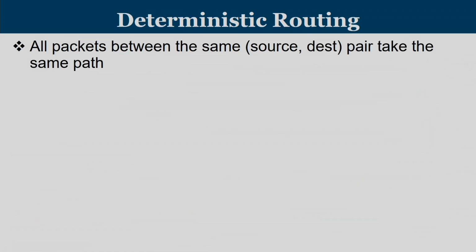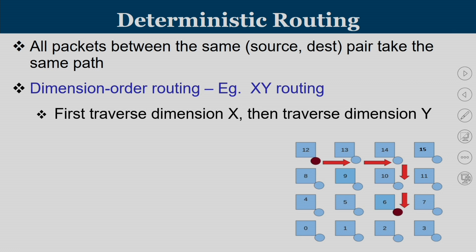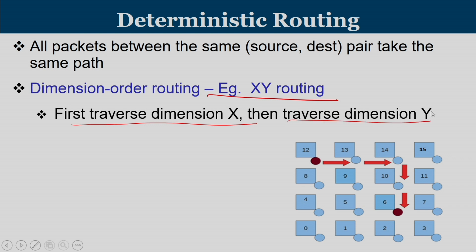We have seen deterministic routing. All packets between the same source and destination pair take the same path. The most popular deterministic routing is known as dimension order routing, also known as XY routing, where the packet first travels in the X dimension followed by the Y dimension. Consider this scenario where you have a packet starting from 12 and it has to reach 6. The packet takes the X direction first like this, and then takes a 90-degree turn and moves to 6.